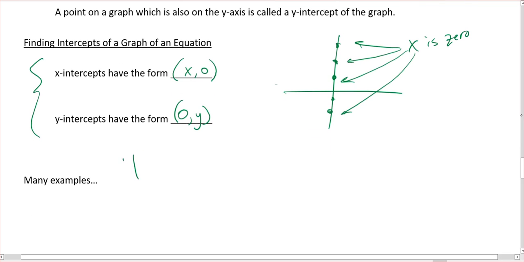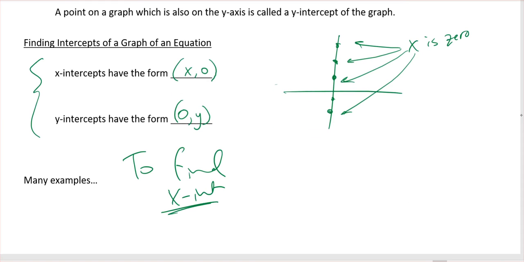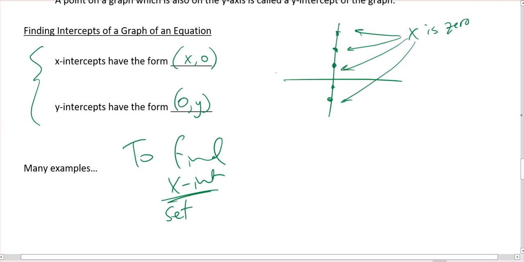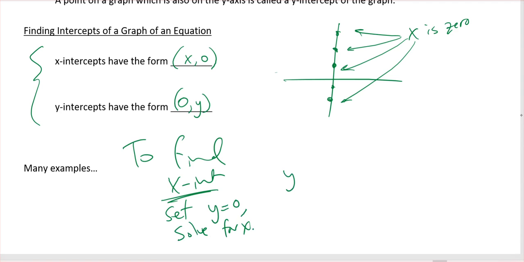Essentially, to find these, just like we did above with the little chart, we're going to plug a number in and find out what the other one has to be. But here we're going to use a specific number. We're going to set y equals 0 and solve for x. And to find y-intercepts, we do the same thing: we set x equals 0 and solve for y.